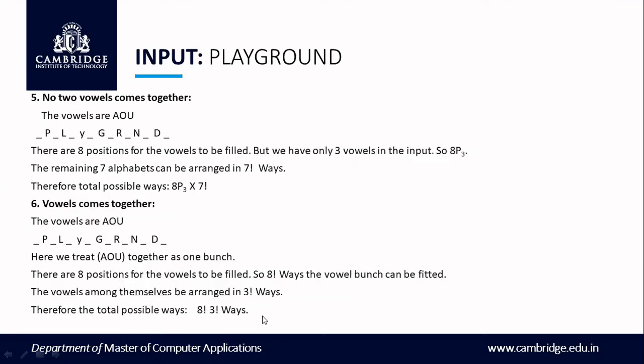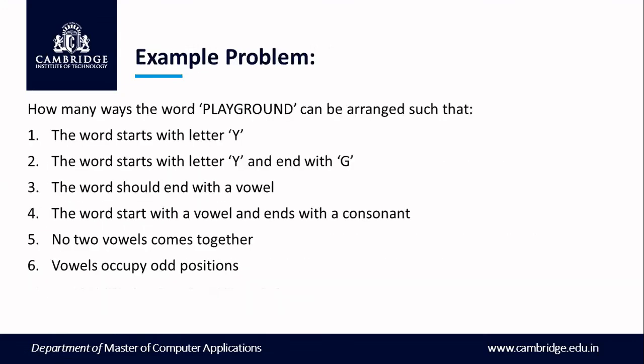Now students, did you understand all the different types of possibilities: a word with the starting letter Y, with the starting letter Y and ending with G, it should end with a vowel, it should start with a vowel and end with a consonant, or the condition may be 2 vowels should not come together, or the vowels should occupy only the odd or even places. So like this, any type of possible questions they can ask you.